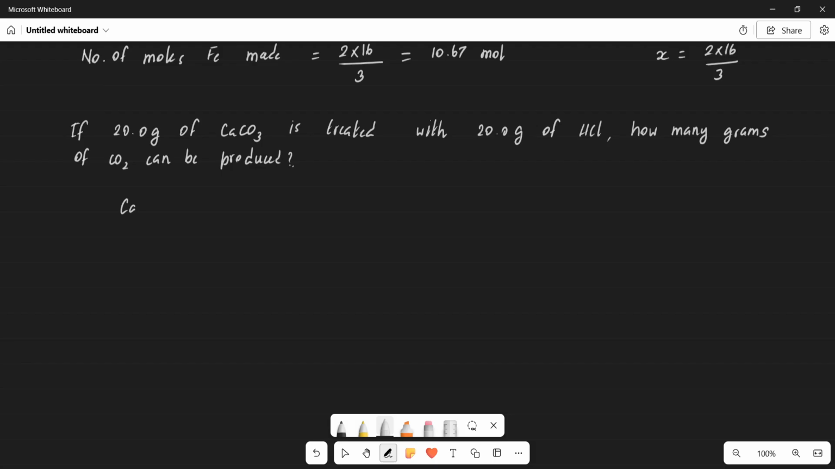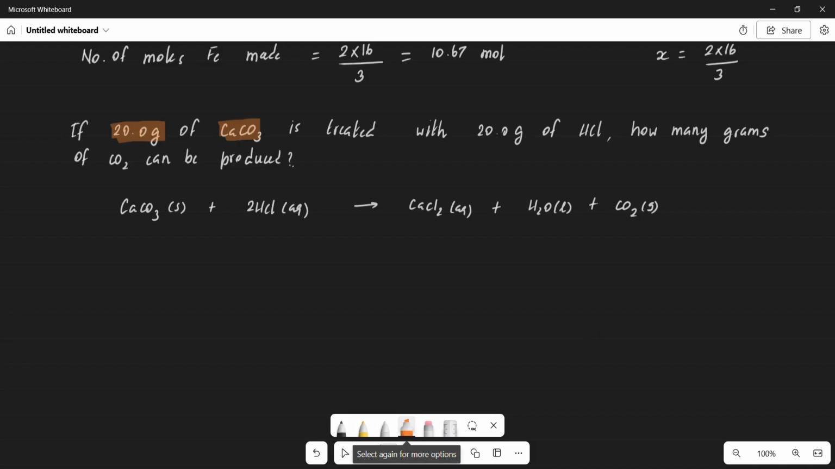You are given the balanced chemical equation: calcium carbonate solid plus HCl aqueous gives calcium chloride aqueous plus H2O liquid plus carbon dioxide gas. This is the equation given. You are given the masses of both the reactants: 20 grams of calcium carbonate, 20 grams of HCl.